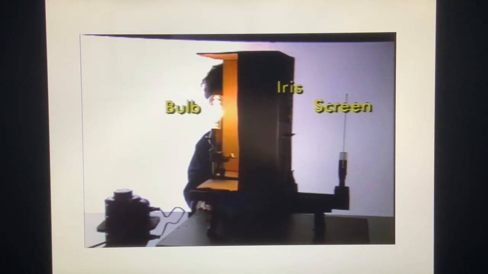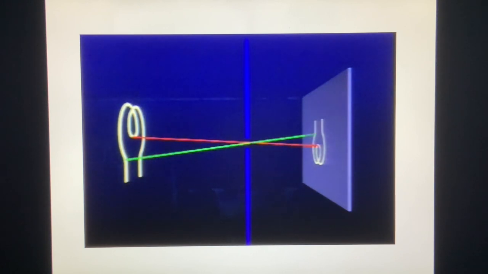We'll use this expandable iris to show how a small hole can be used to form an image of an object. If we place the iris between the bulb and the screen, light passing through the hole in the iris forms an image of the filament on the screen. If we move the lamp farther away from the pinhole, the image becomes smaller. This animation shows how the light from different parts of the filament reaches the screen and forms an image. When the iris is widened, the brightness of the image increases, but the shape of the image becomes indistinct.